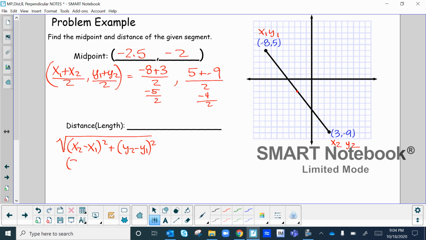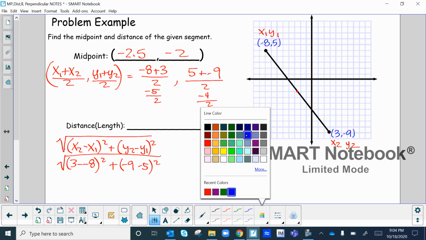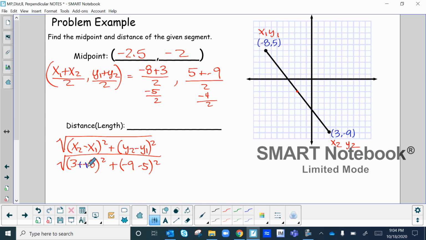x2, I ended up having it as 3 minus -8 squared plus, don't forget your square root. Every year, there are students that forget to write the square root. y2, remember I had it down here, so -9 minus 5 and then squared. So don't forget that when you minus a negative, it becomes a plus. So this is like saying 11 squared. Don't forget the square root.